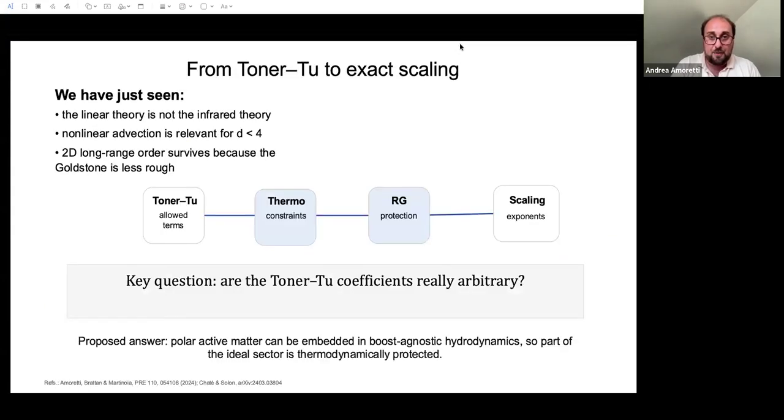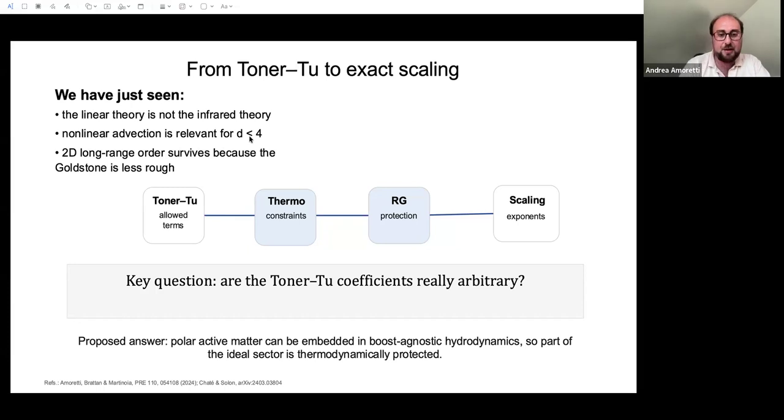Now, here starts my small contribution to this story. The main problem is that the Toner-Tu equations are most of all effective. So all these additional terms and coupling constants that you add were not fixed, and they were treated as phenomenological. Okay. So I started to ask myself, since I was working on hydrodynamics, if these Toner-Tu coefficients are really arbitrary.